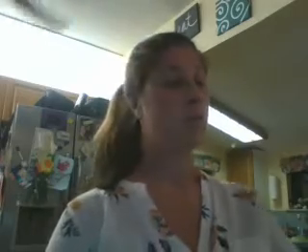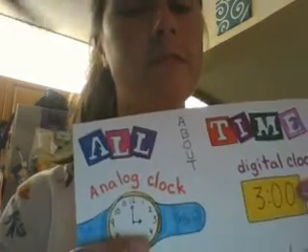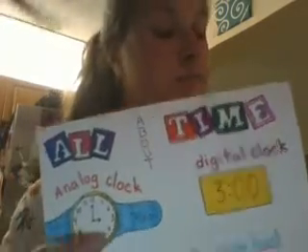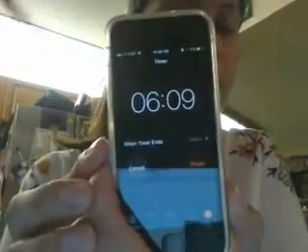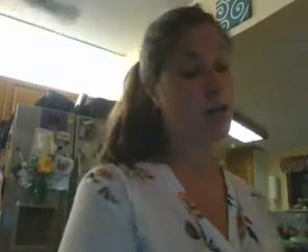Digital clocks, we don't need to count by fives. It has 3 numbers, and it will show like 3:25 or 3 o'clock, like this right here, 3:00, 3 o'clock, or 6:09. That's the difference between an analog and a digital clock.